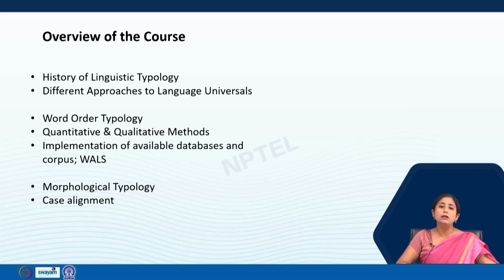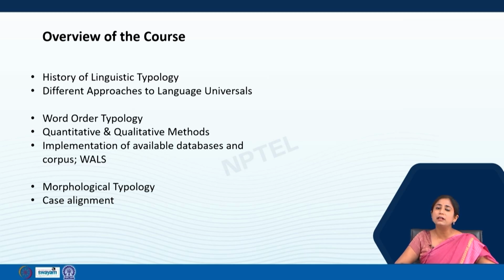So now coming to the overview of the course, what we are actually going to do in this course, we are going to talk a little about the history of linguistic typology. How did the whole field, or the subdiscipline, of linguistic typology evolve over the period of time? What are the different approaches to language universals?